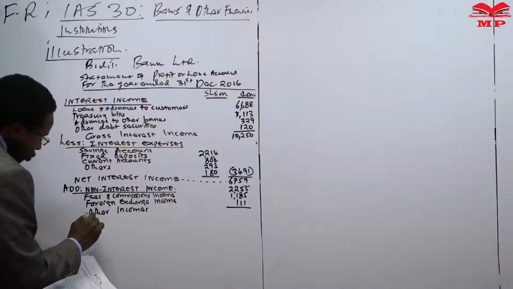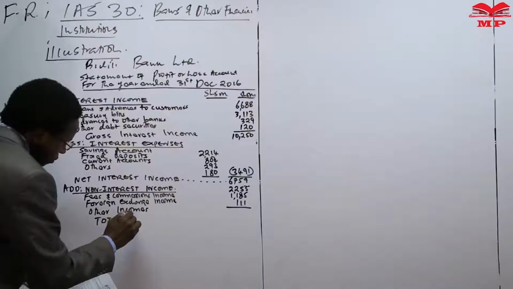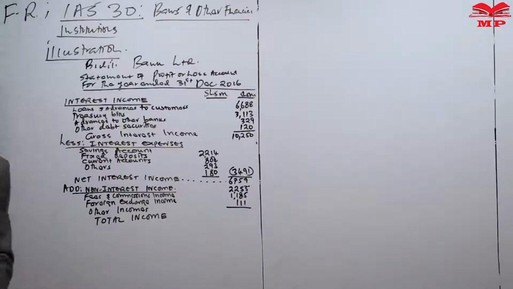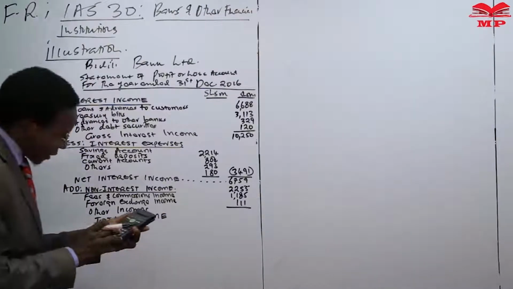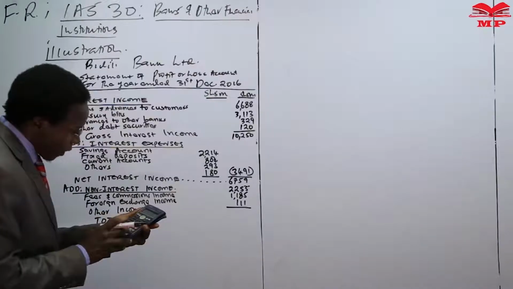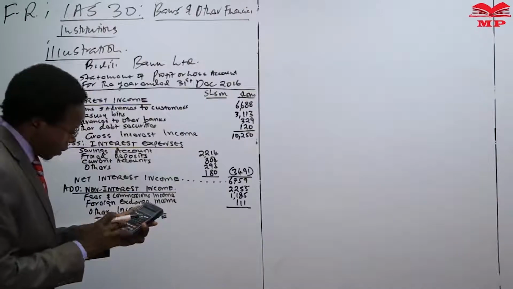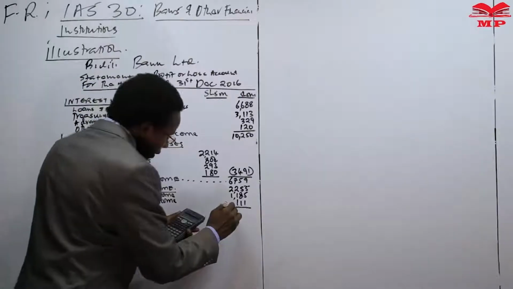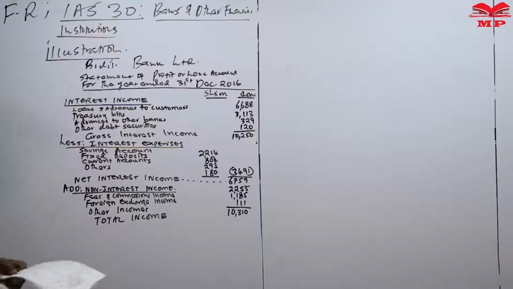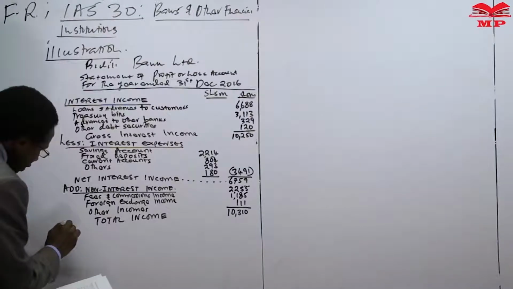Then we get the total income. So I take my calculator and add those items: 6759, 2255, 1185, then we add 111, and we get 10,310. Then we less non-interest expenses.